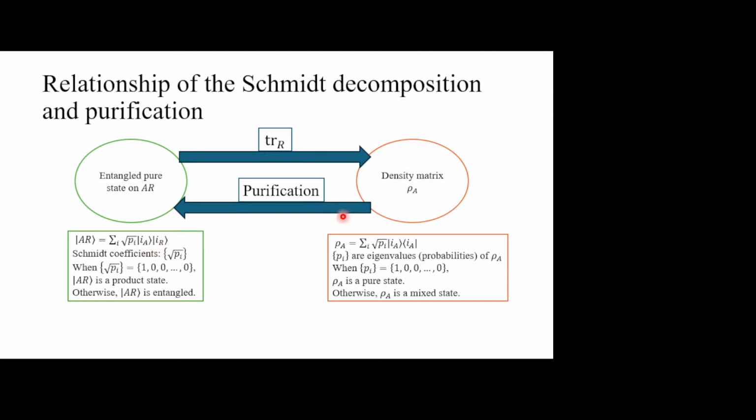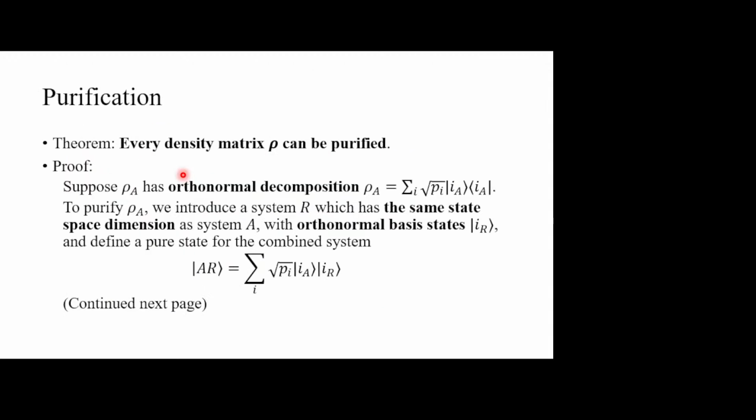Purification is kind of a reverse of this partial trace operation. That is, you are given some density matrix rho_A, then you want to find some pure state on system AR such that when you do the partial trace, you will get this reduced density matrix rho_A. That's the idea, and we'll see how it can be done on Thursday, if the weather allows us to do class on Thursday.